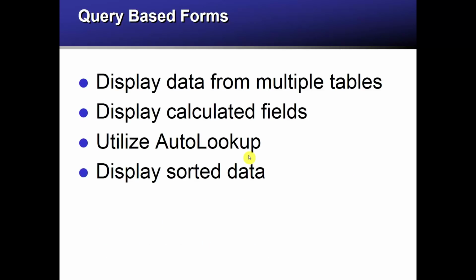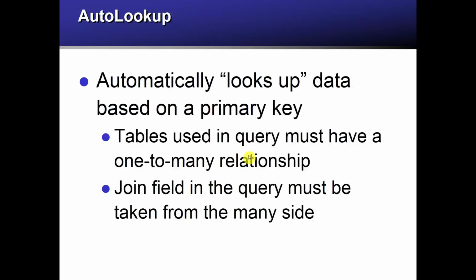So, first of all, query-based forms. Some of the advantages of query-based forms that we'll find is that you can show data from multiple tables, similar to what you can do in subforms, but it's not going to have the same visual separation of the data. You can also display calculated fields. If you build a calculation or an expression in a query, it will automatically be available in the form to display that as well. Now, that's not to say you need a query to display calculations, but if you're trying to do calculations based on multiple tables, yes, you would need a query. We can also utilize auto lookup, which again, we'll spend some time on, and you can sort the data however you'd like to sort it.